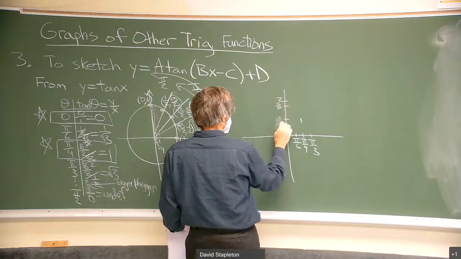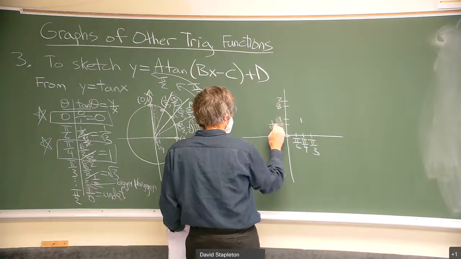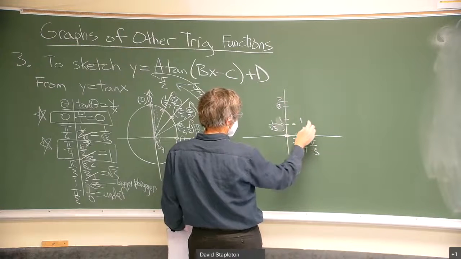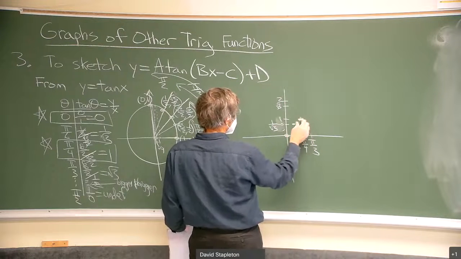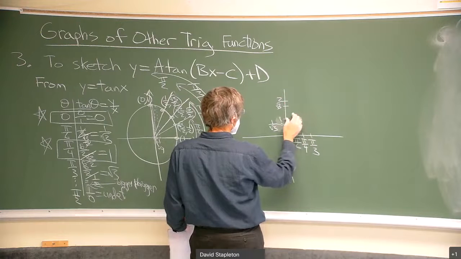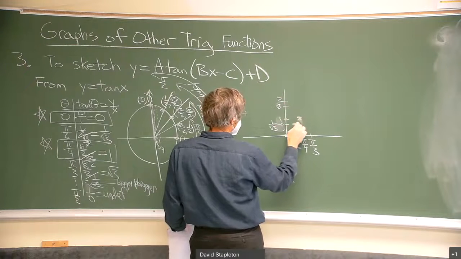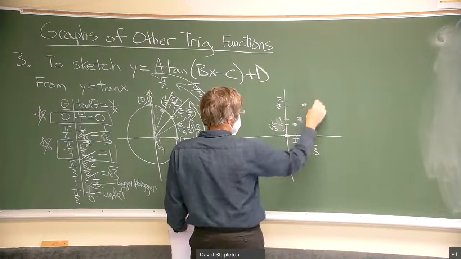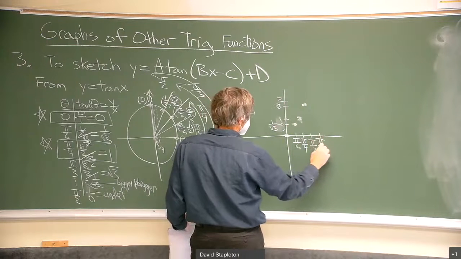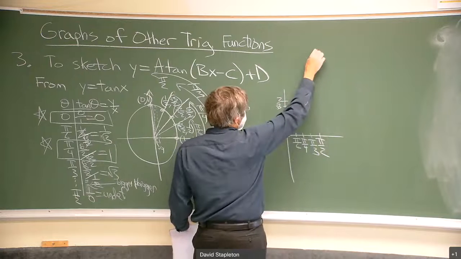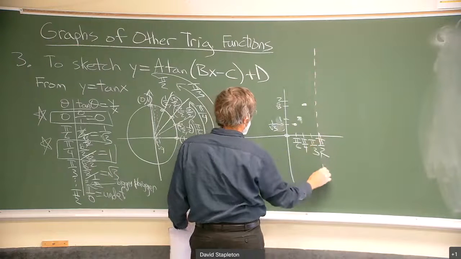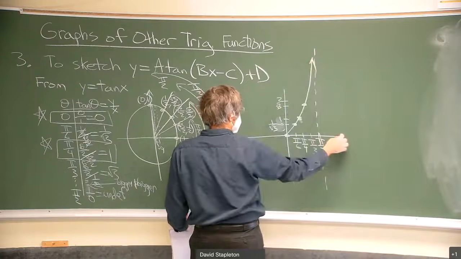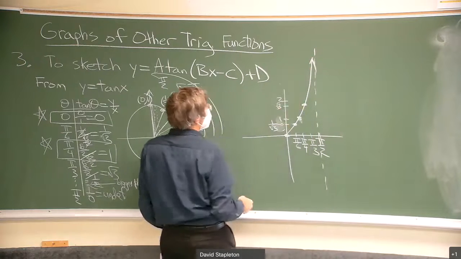This one was 1 over square root of 3. So I've got pi over 6, 1 over square root of 3. Pi over 4, 1. I should put here. Let's see. Let's look right here. And then pi over 3, square root of 3, would be up here. And at pi over 2, we have nothing to plot at all, but the function gets bigger and bigger and bigger, so I plot it like this. And the graph of theta versus tangent theta looks like that.